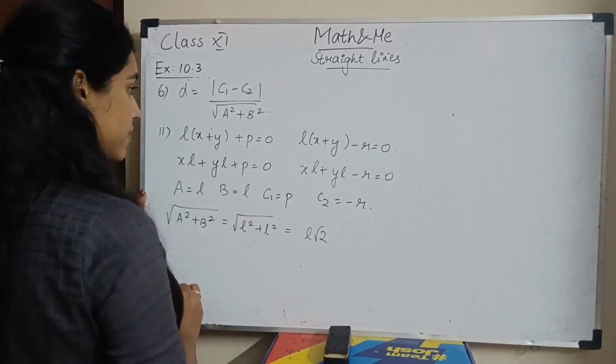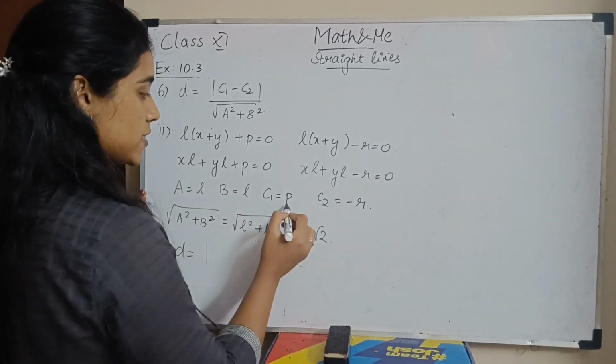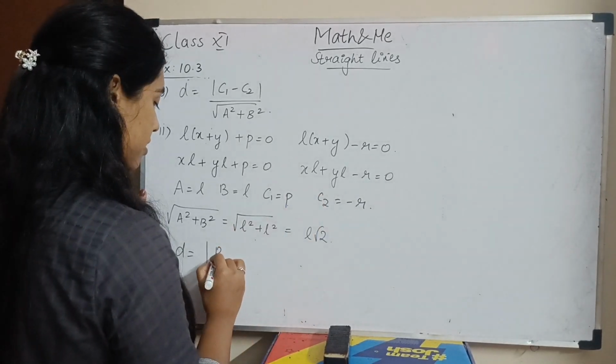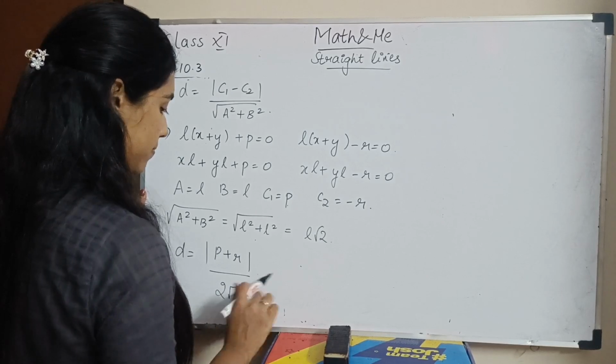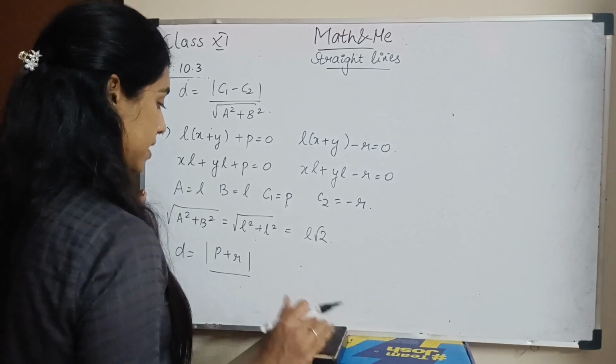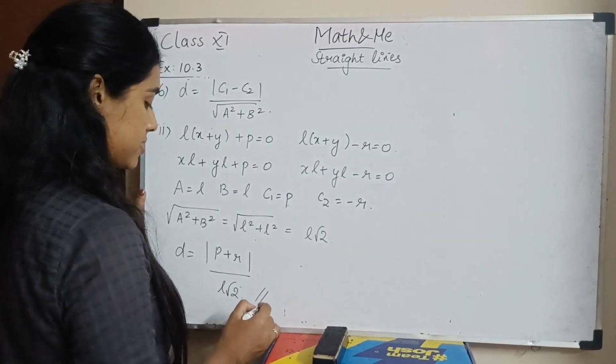Okay. Now using the distance formula, T equals C1 minus C2. So it's P minus of minus R, P plus R divided by 2 root 2. P plus R divided by L root 2. Okay. So this is the final answer. That's it.